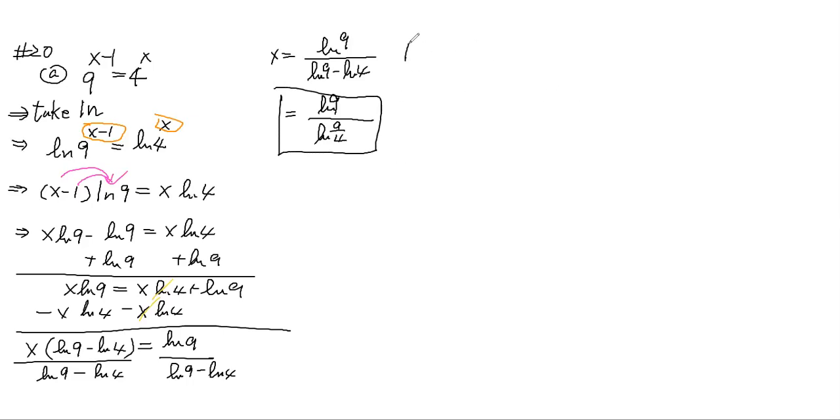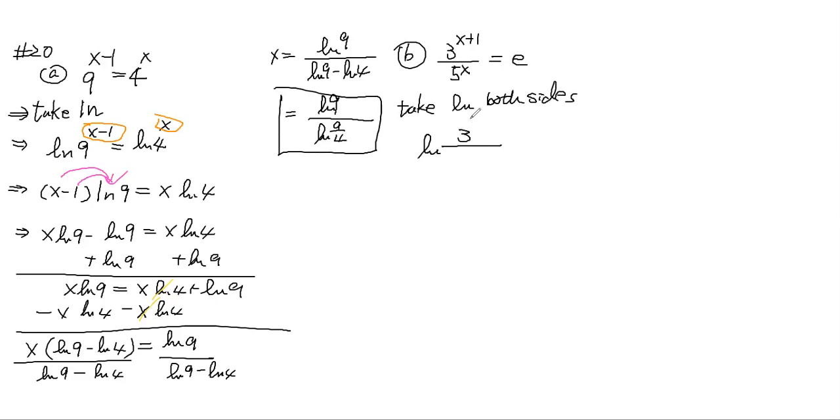Okay, let's take a look at part B here. The part B, this is 5 to the x equal to 3 to the x plus 1 equal to e. Oh boy. So for these ones here, we can do the same thing. I will take the natural log of both sides. So in here, this will be natural log of 3 to the x plus 1 over 5 to the x equal to the natural log e.